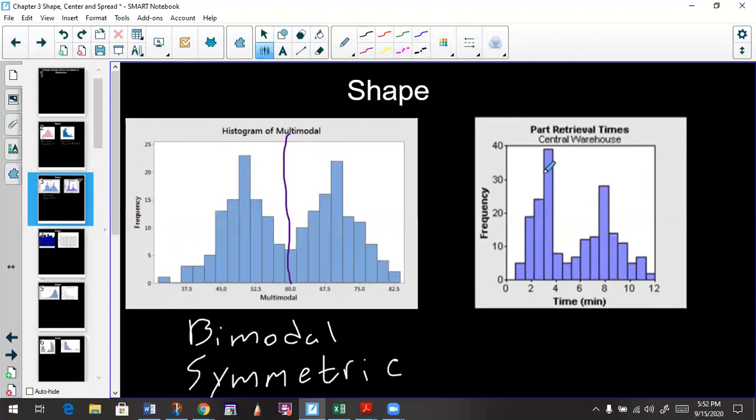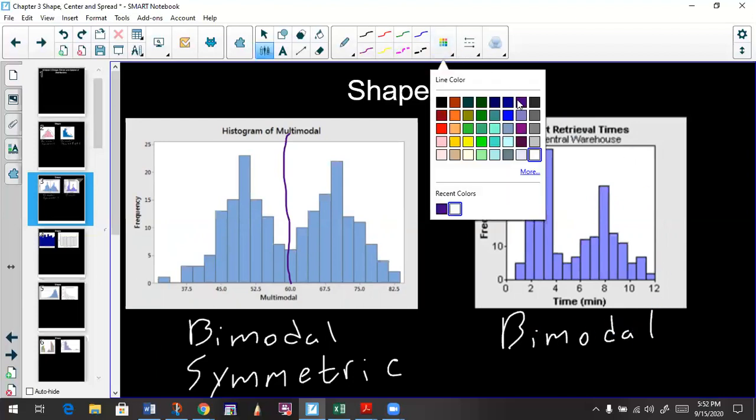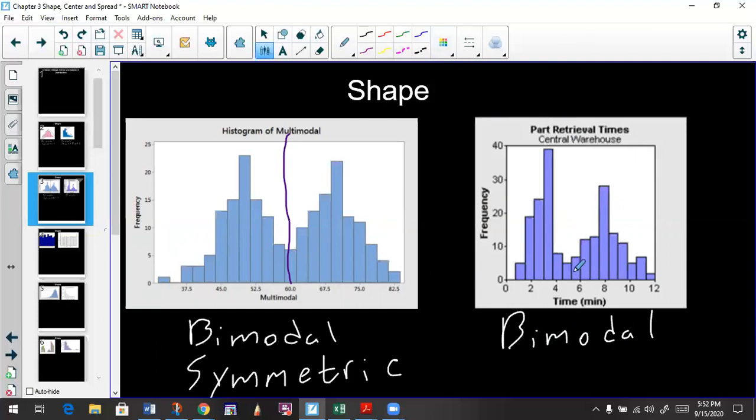Okay. This one again, one peak comes down, and then we have another peak over here. So we would call this one bimodal also. But if I were to draw a line down the center of this one, it would not be a good match if they're not mirror images of each other. So we're not going to add the word symmetric to this one. This is just simply bimodal.